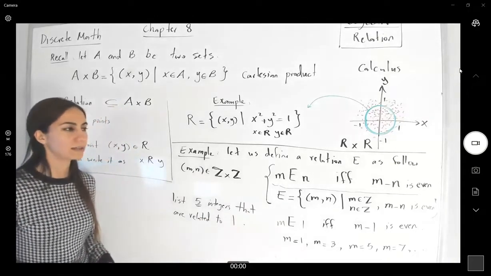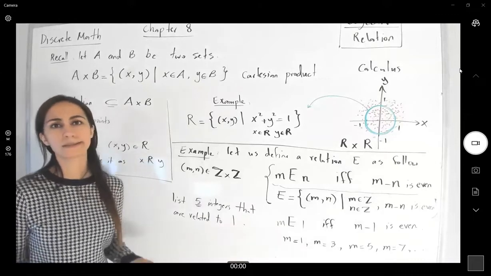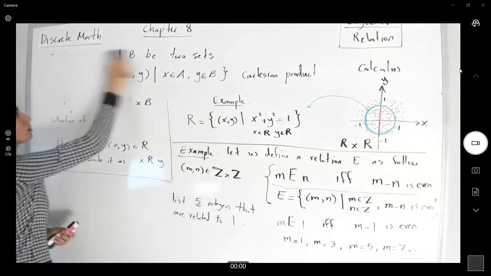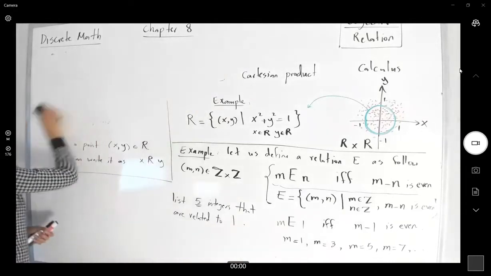You might say, well, these are the things that we saw before. M minus n is even. Can we define something new as a relation? Of course. So let us take a look at this example here.